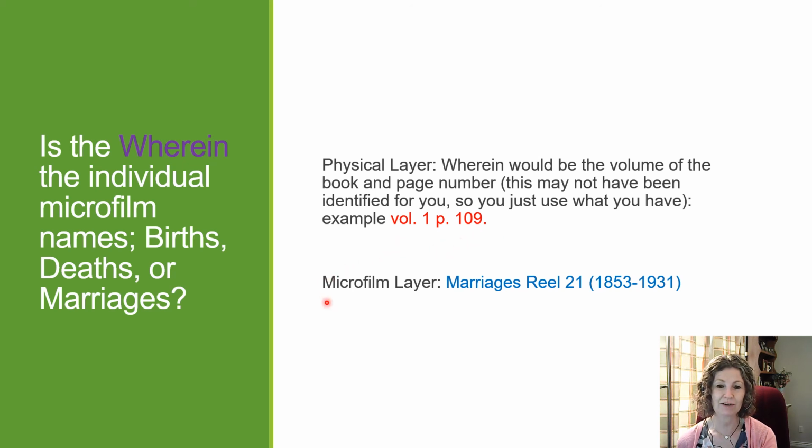Now for the microfilm layer, we did determine that Marriages Reel 21, 1853 to 1931 is the specific place where this record is held within that large collection of births, marriages, and deaths from the Library of Virginia.